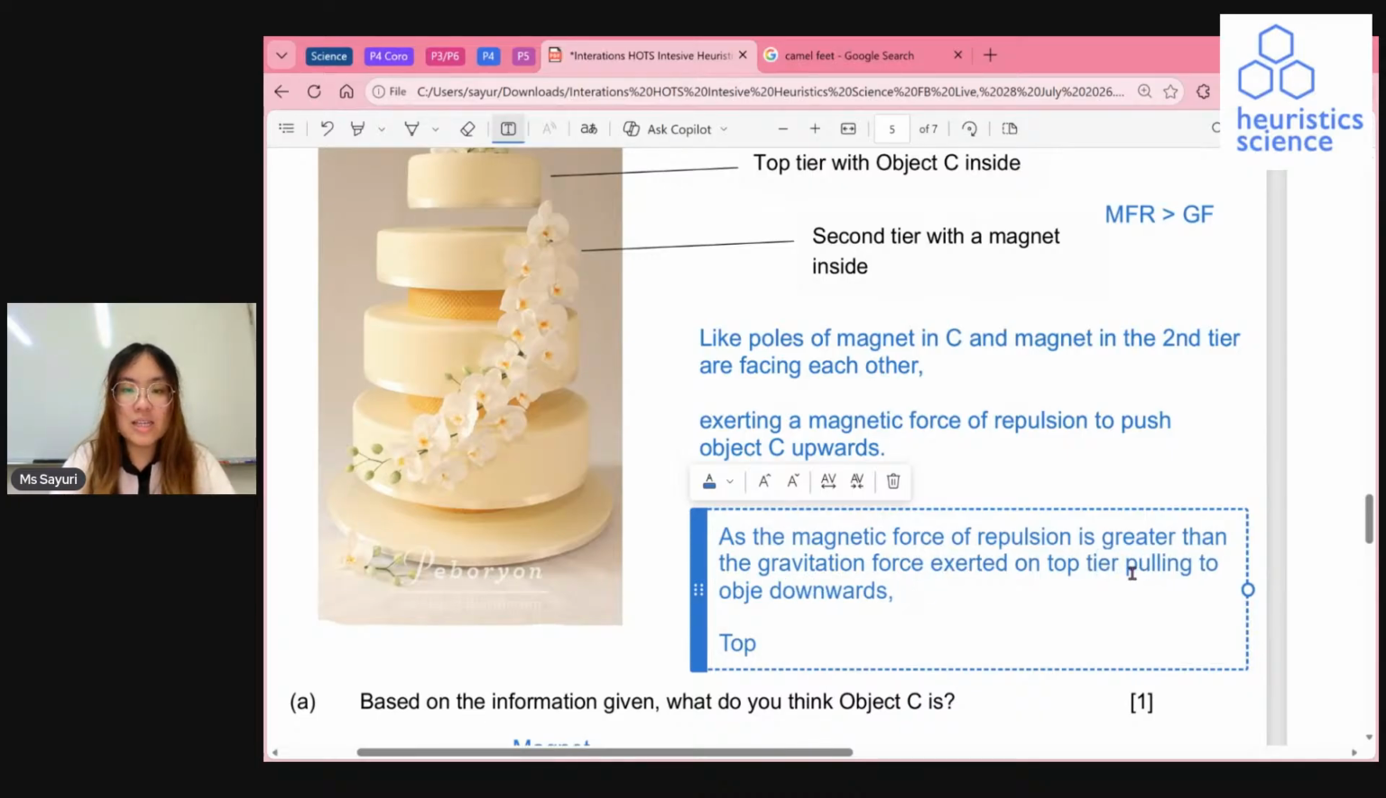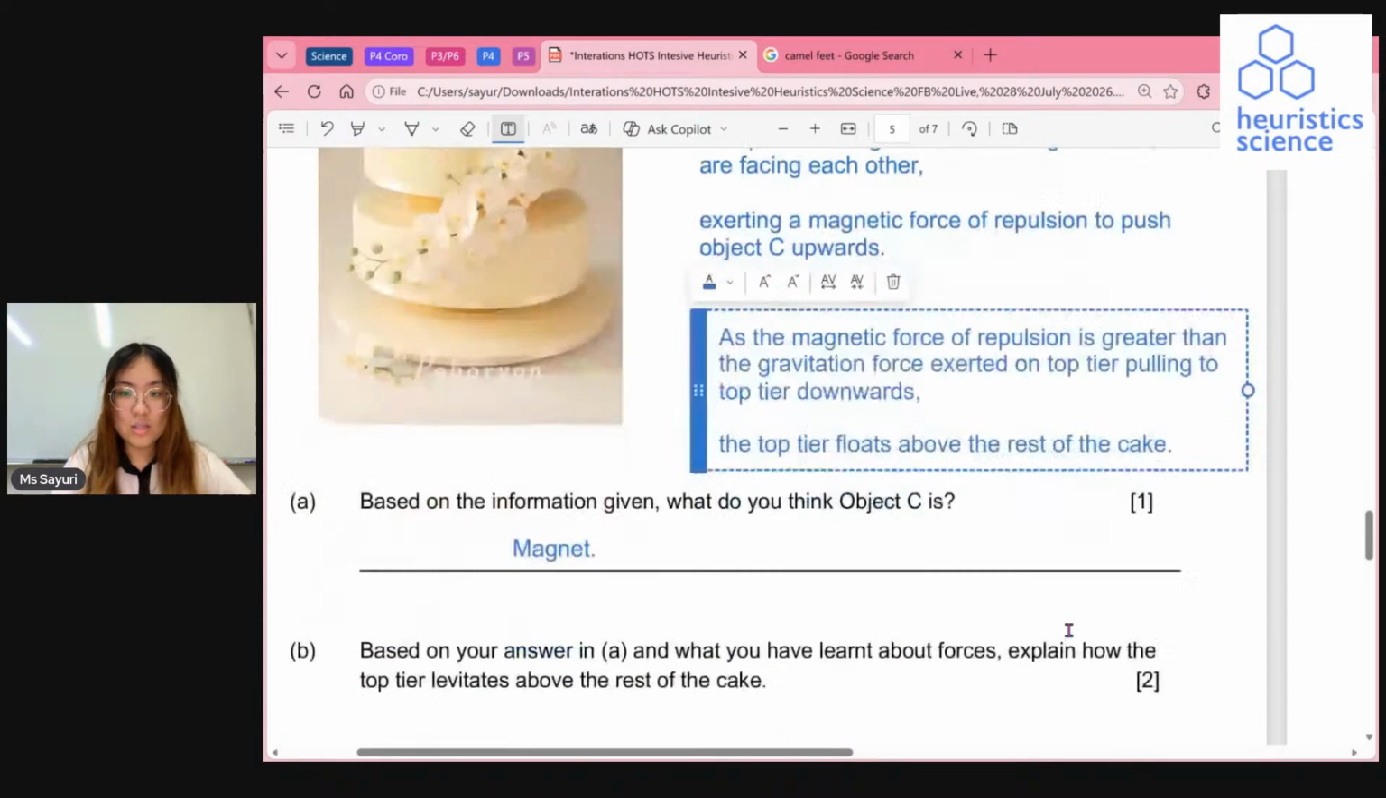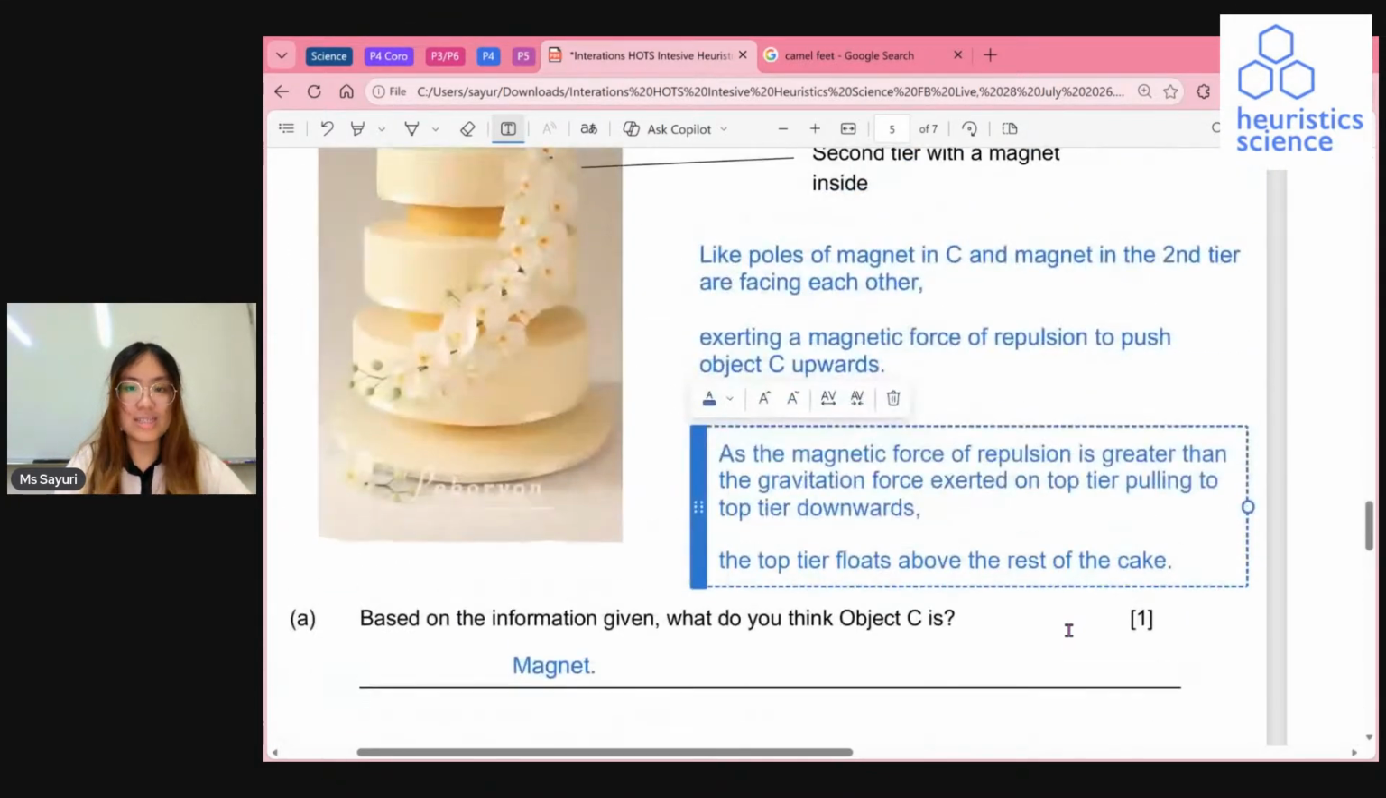Okay, because it is not about the magnet anymore, it's about the entire top tier, including the magnet that's hiding inside the top tier, above the rest of the cake. Okay, so yes. Now, do you want to write float, or levitate? I would say just follow their words.